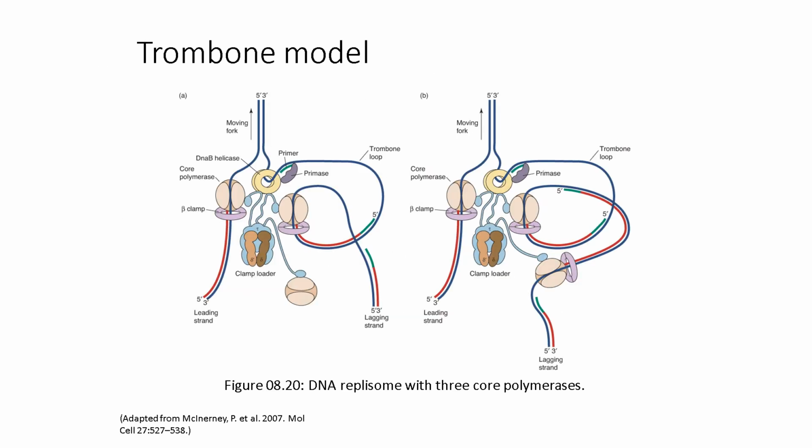The trombone model describes how the lagging strand loops out during replication to allow synchronized synthesis of both DNA strands. This looping and relooping action resets with each Okazaki fragment and enables continuous coordination of the entire process.